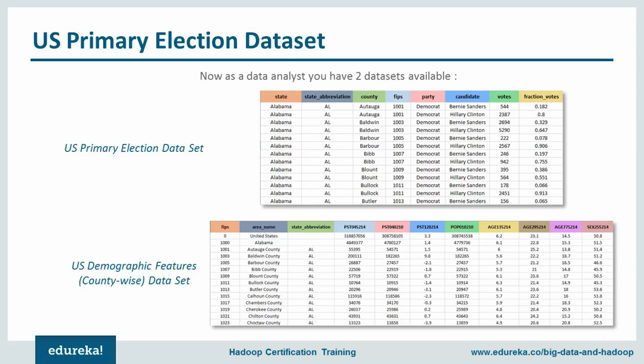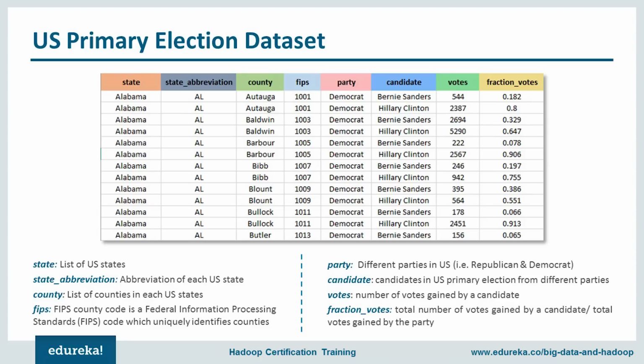The first thing you'll do is ask for data, and you have got two data sets with you. Let us take a look at what this data set contains. This is our first data set, which is the U.S. primary election data set. These are the different fields present in our data set. The first field is state, so we've got the state of Alabama. The state abbreviation for Alabama is AL. We've got the different counties in Alabama like Autauga, Baldwin, Barbour, Bibb, Blount, Bullock, Butler, etc. And then we've got FIPS. Now FIPS are Federal Information Processing Standards codes, so this basically means zip code.